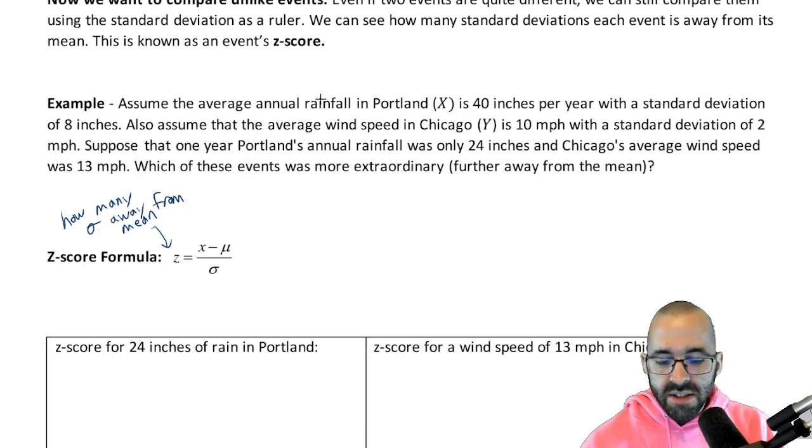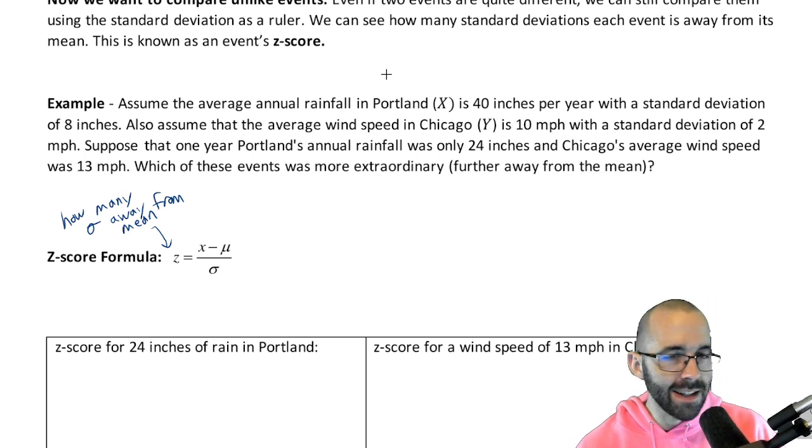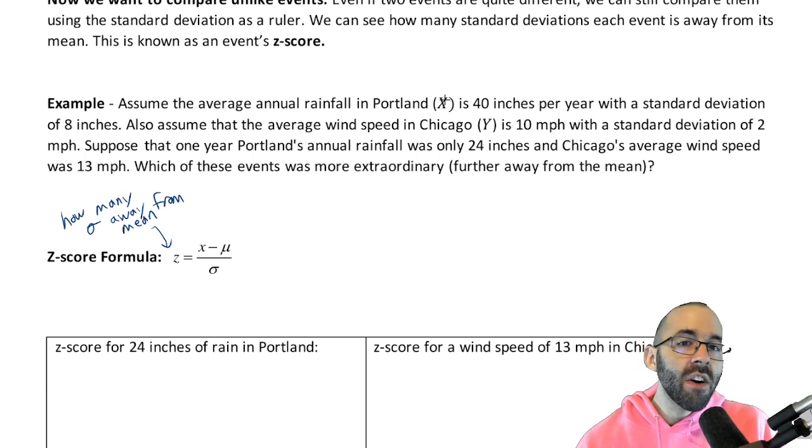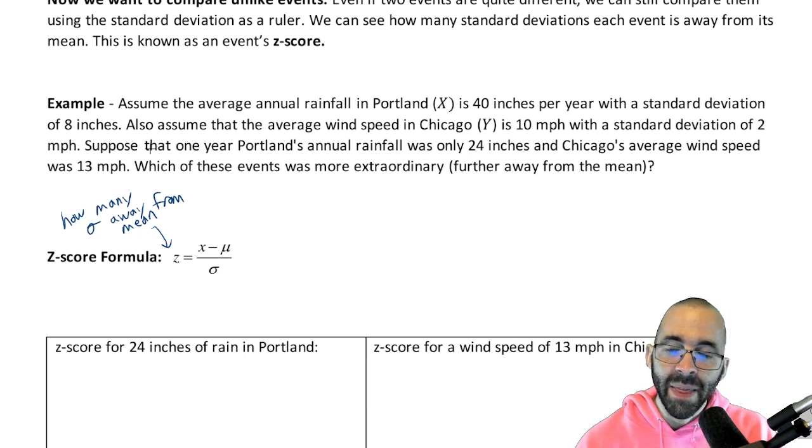So let's assume we still know it's the same Portland example, and let's call that random variable x. But now we're also looking at a new random variable, y, which is the average wind speed in Chicago. And that average is 10 miles an hour with a standard deviation of 2 miles an hour.